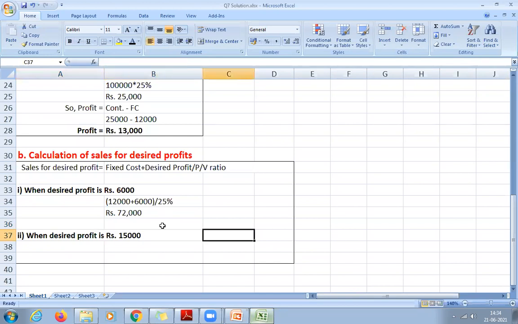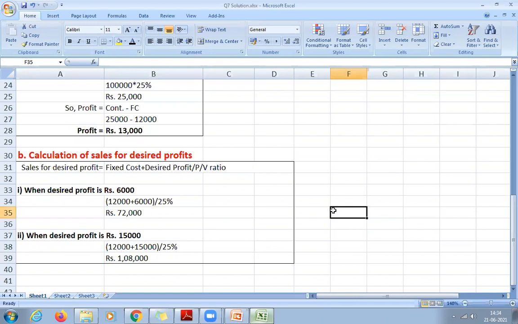Now the desired profit is 15,000. So let us calculate. Fixed cost 12,000 plus desired profit 15,000 divided by PV ratio 25%, that is 0.25. I have substituted the same thing: 12,000 plus 15,000 divided by 25%. All of you calculate. 1,08,000, 1 lakh 8,000.